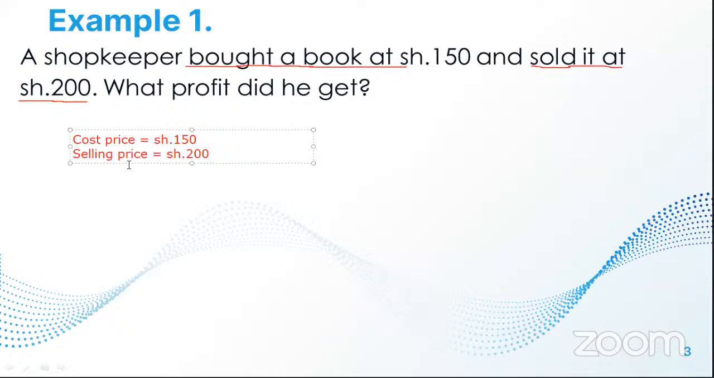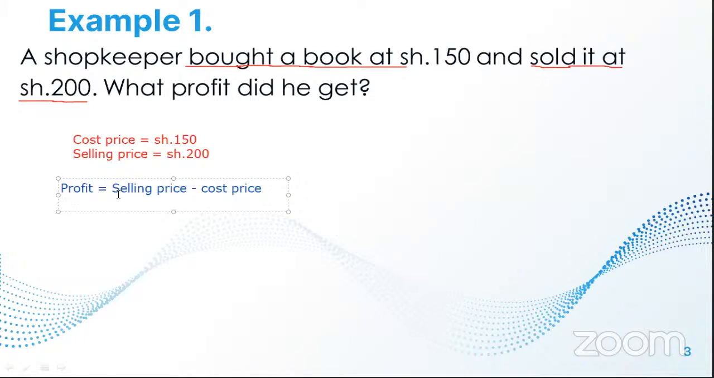So now the formula we are going to be using when we want to get the profit is this. Now you want to find the profit that this shopkeeper made. Profit is equals to, since the selling price here is 200, and 200 is more than 150 shillings, selling price minus cost price. I told you cost price is the same as buying price. The money that you have used to buy something, you call it cost price, or you call it buying price.